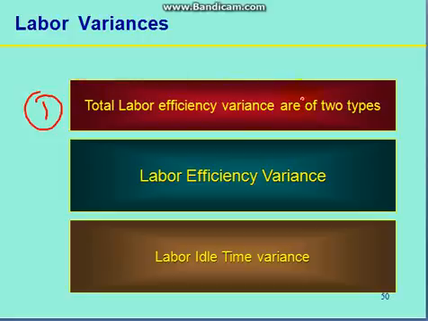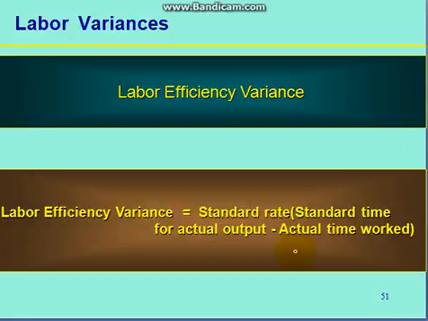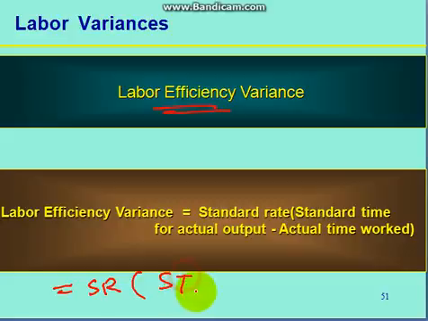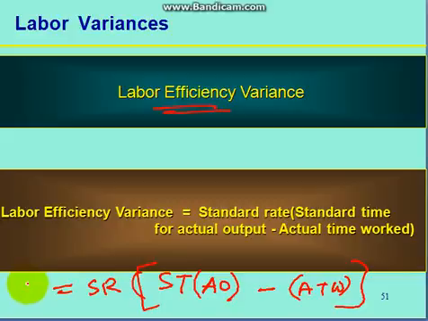First, total labor efficiency is of two types. First is labor efficiency variance and second is labor idle time variance. So what is labor efficiency variance? Labor efficiency variance is nothing but the standard rate into standard time which is required for the actual output minus actual time of working, right? So this is the formula for the labor efficiency variance.